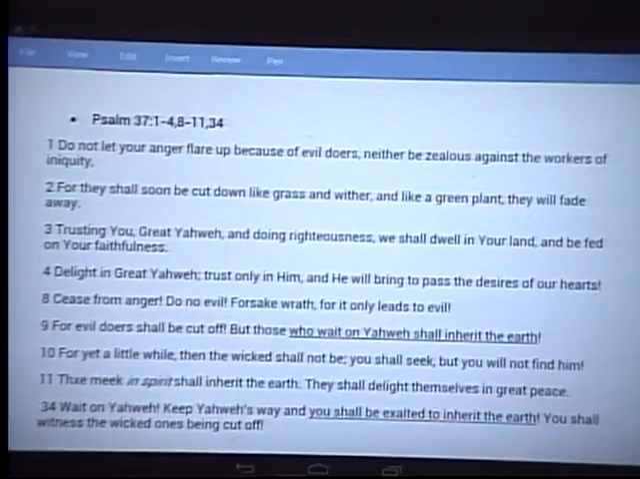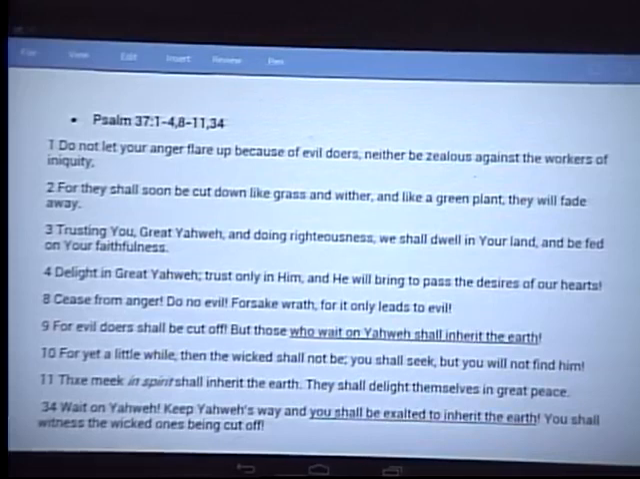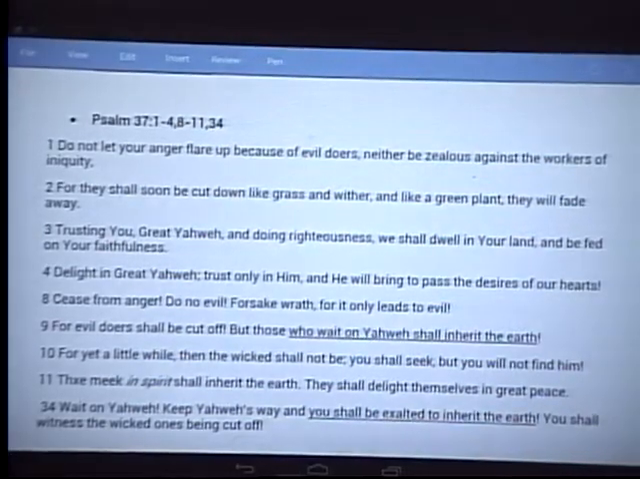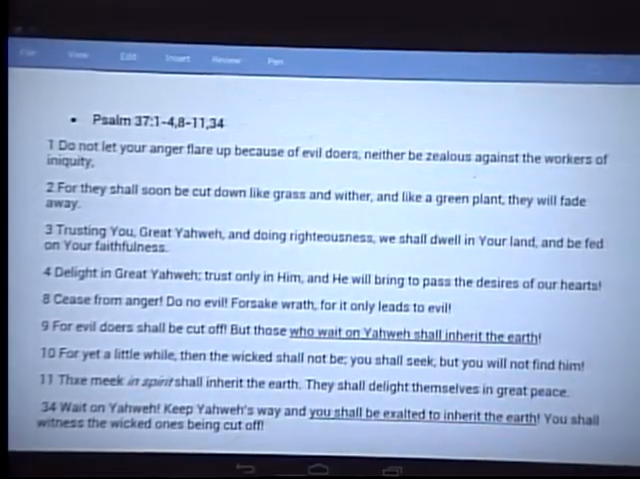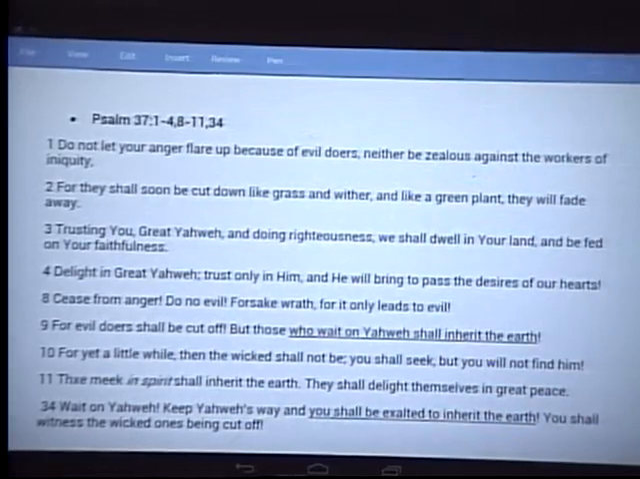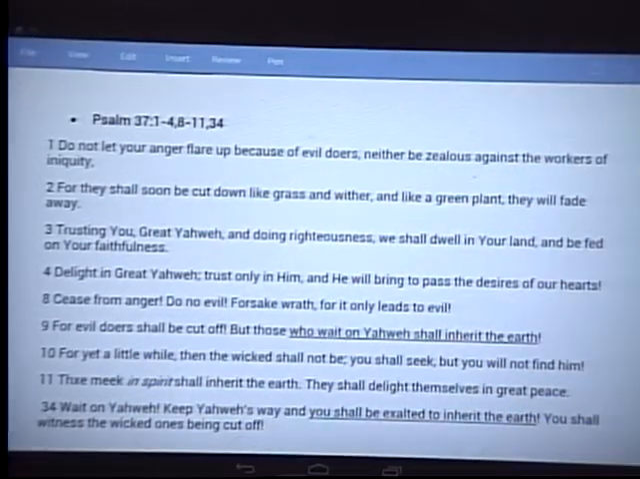Forsake wrath, for it only leads to evil, right? Two wrongs don't make a right. Retaliation doesn't resolve anything. Verse 9, for evildoers will be cut off, but those who wait on Yahweh, they're going to inherit the earth. Remember, Yahweh gave the children of men the earth. For yet a little while, then the wicked will be no more, and you shall seek, but you will not find him. Because when Yahweh's kingdom is established, there will be no wickedness. There will be no sinners.